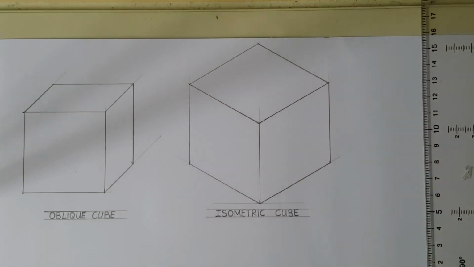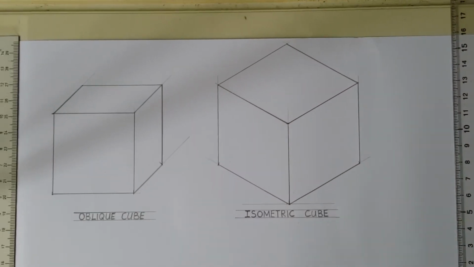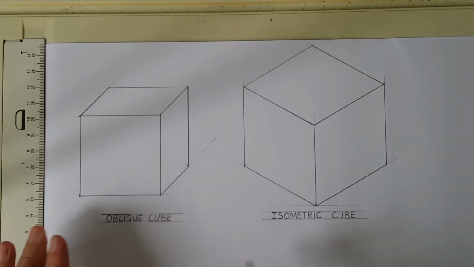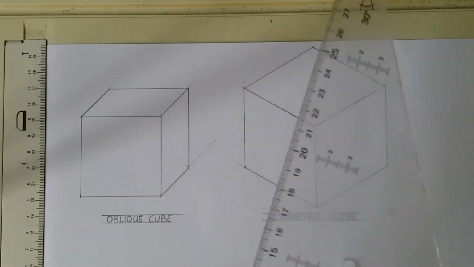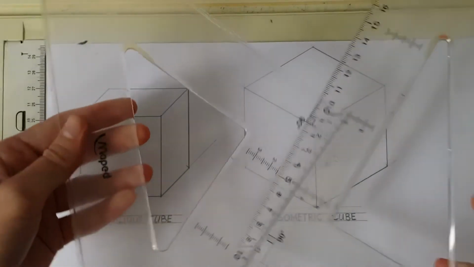And that is it for this lesson. And that is how you use your set squares to draw solid shapes in oblique or in isometric.